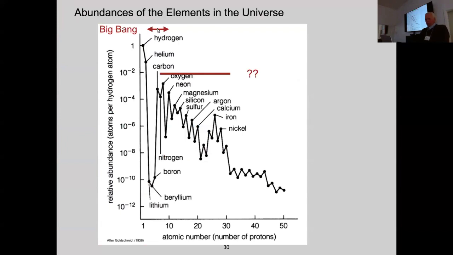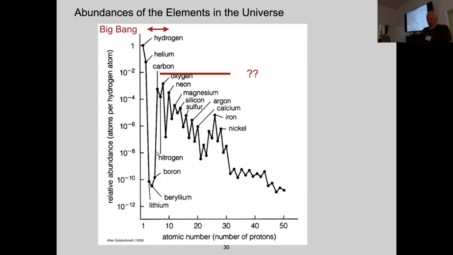So far we've explained this piece of it up here, but all of this stuff, oxygen, neon, magnesium, and all the other stuff, we haven't explained yet. Notice, by the way, that this curve goes down and then climbs. Iron is very abundant compared to its neighbors, and then it goes down again. And iron, it turns out, is the most strongly bound nucleus of all. That is, it's the tightest bound.